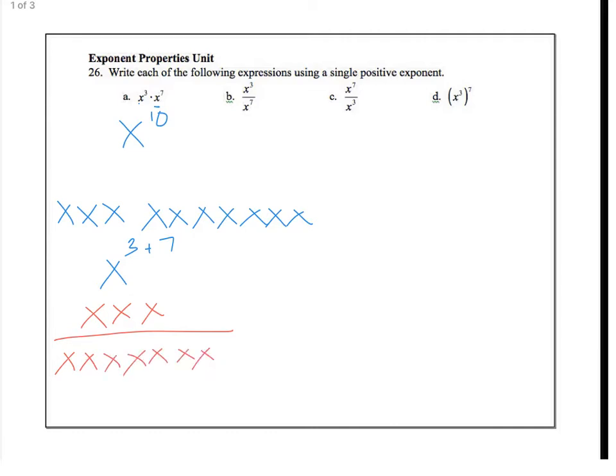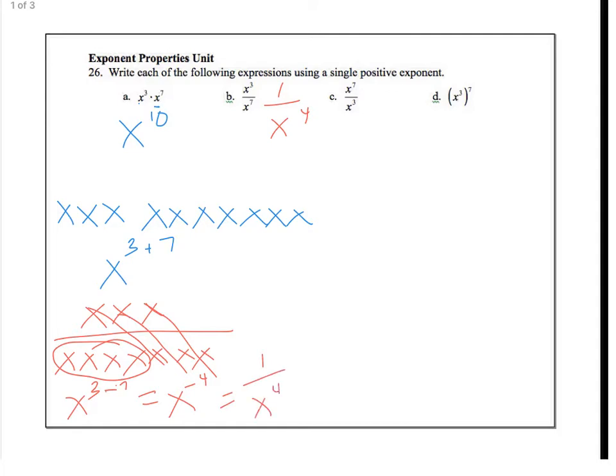And now we remember we can cancel some out. And so that leaves me with 4 on the bottom. So my answer would be 1 over x to the 4th. Some of you guys remember that we can subtract, which in this case it'd be x to the 3rd minus 7, which is x to the negative 4. If you don't like negatives, they need to go to the other side of the fraction. So this would still be 1 over x to the 4th.